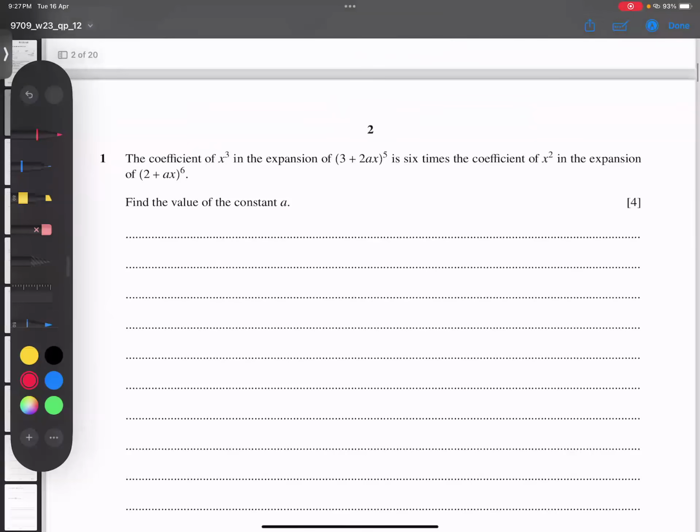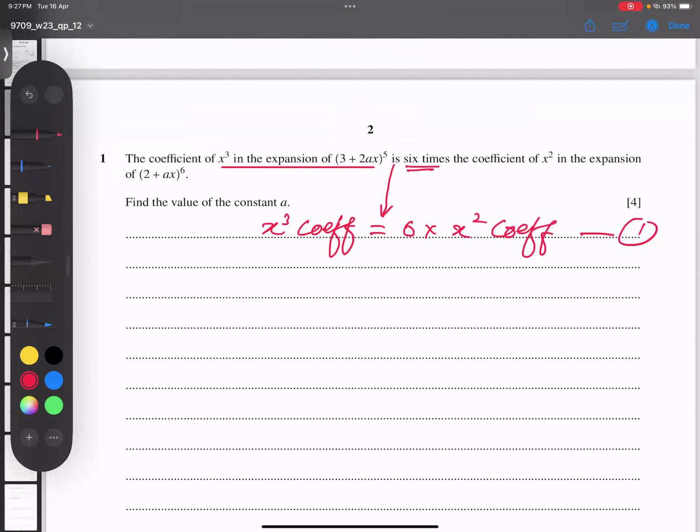Question number 1. He says that the x cube coefficient in this expansion is 6 times the x square coefficient. So the x cube coefficient is equal to 6 times the x squared coefficient. Equation number 1. So let's try.